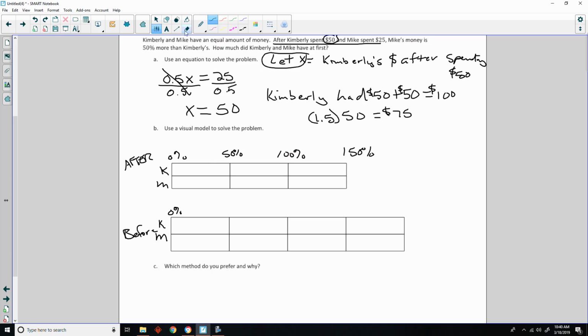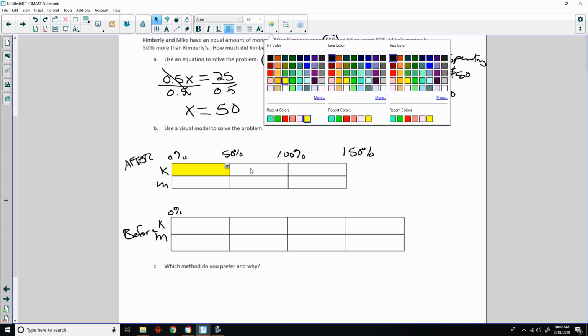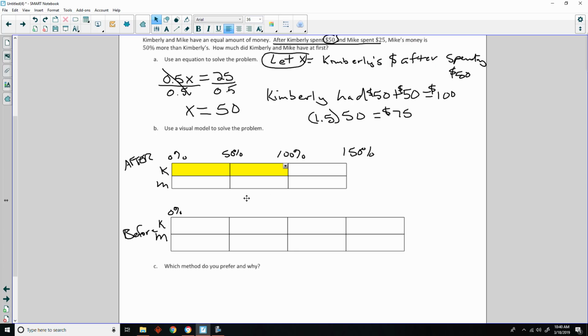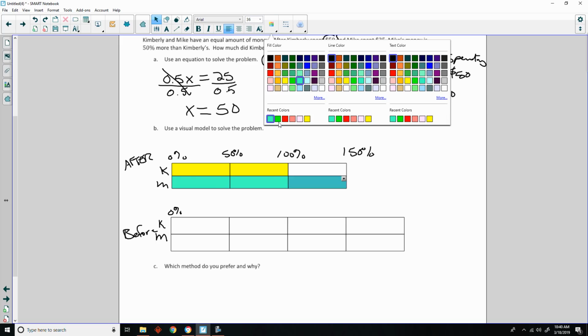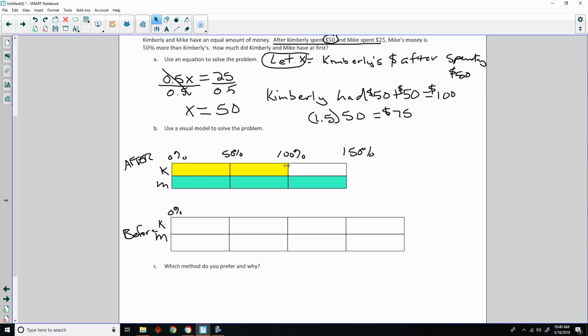So then I would shade in 2 of those. That is Kimberly's money. And Mike's money is 150%, because it's 50% more than hers. So she's starting with 100% value or amount of money, and he's got 50% more than her. So that's the after. After Kimberly spent 50, his money is 50% more than her.